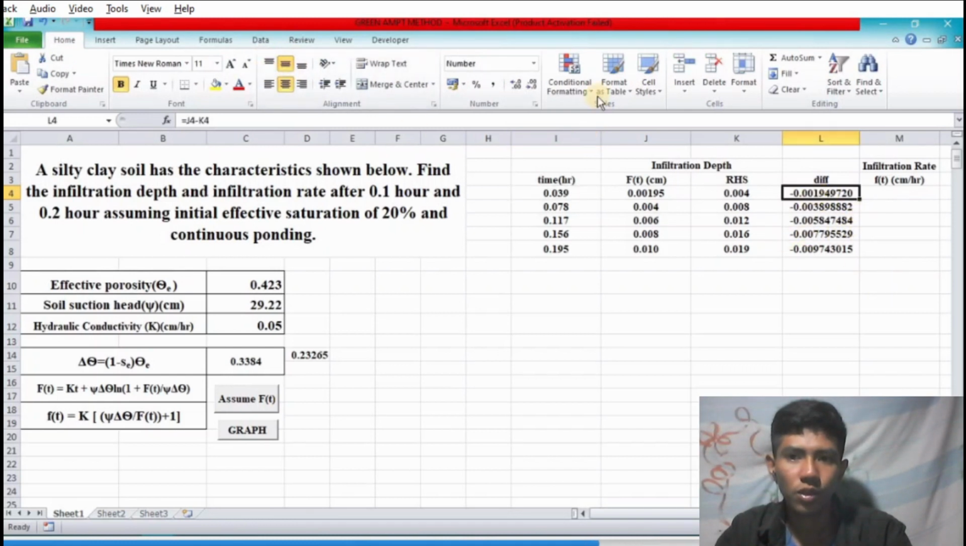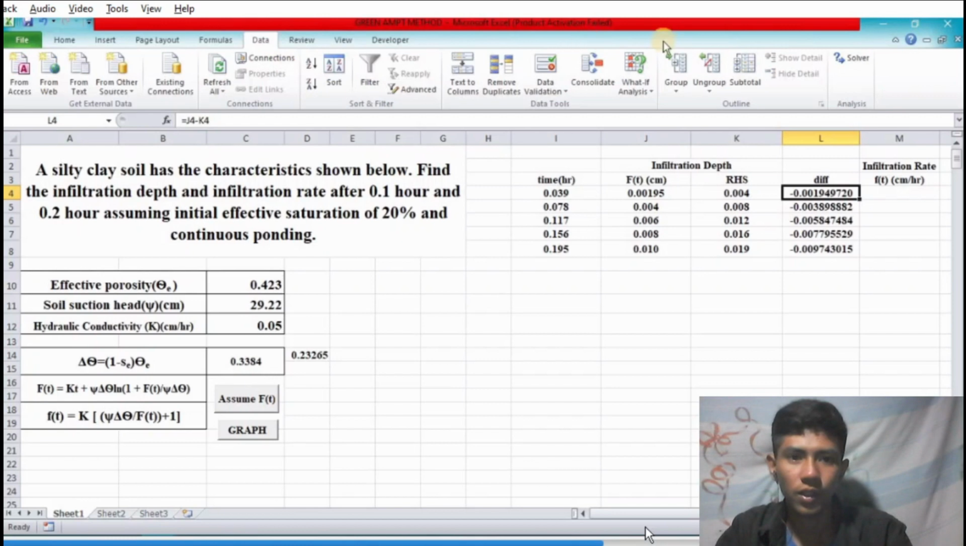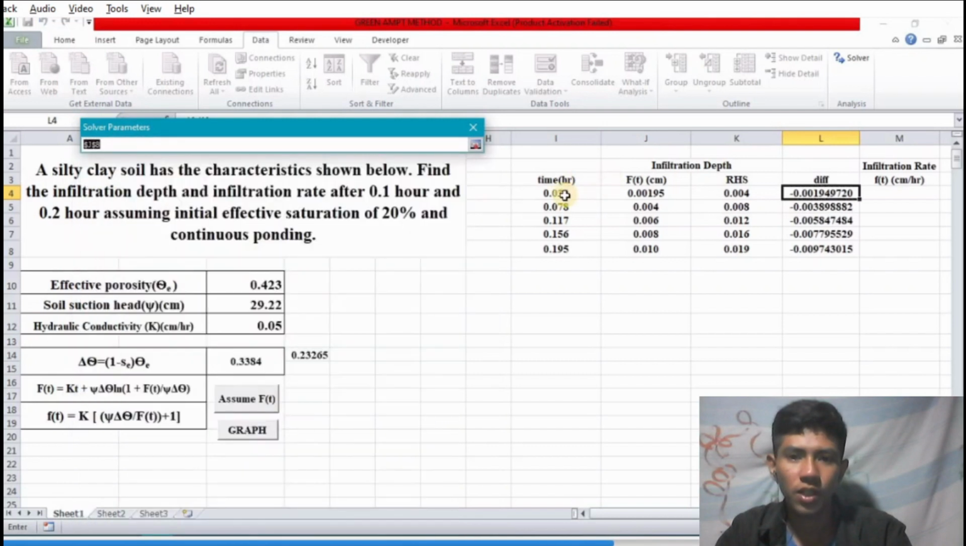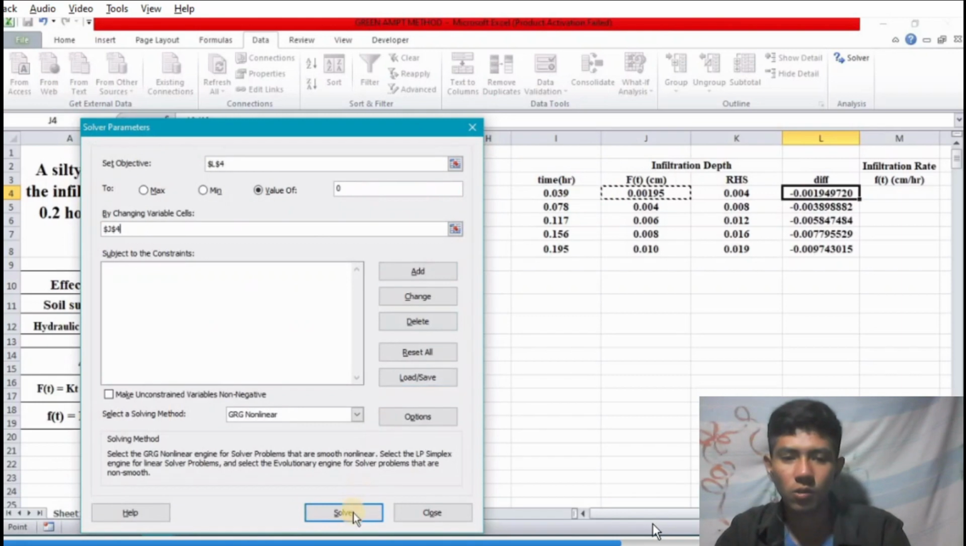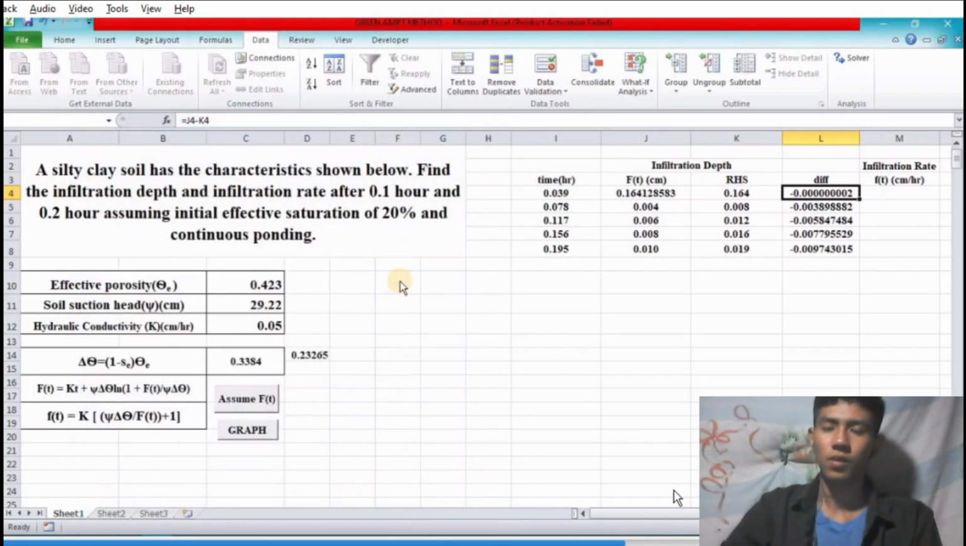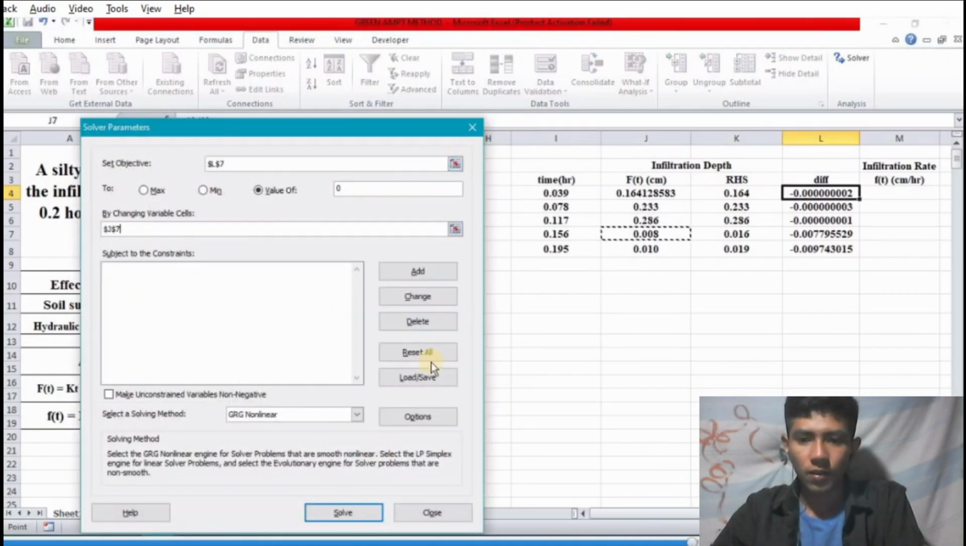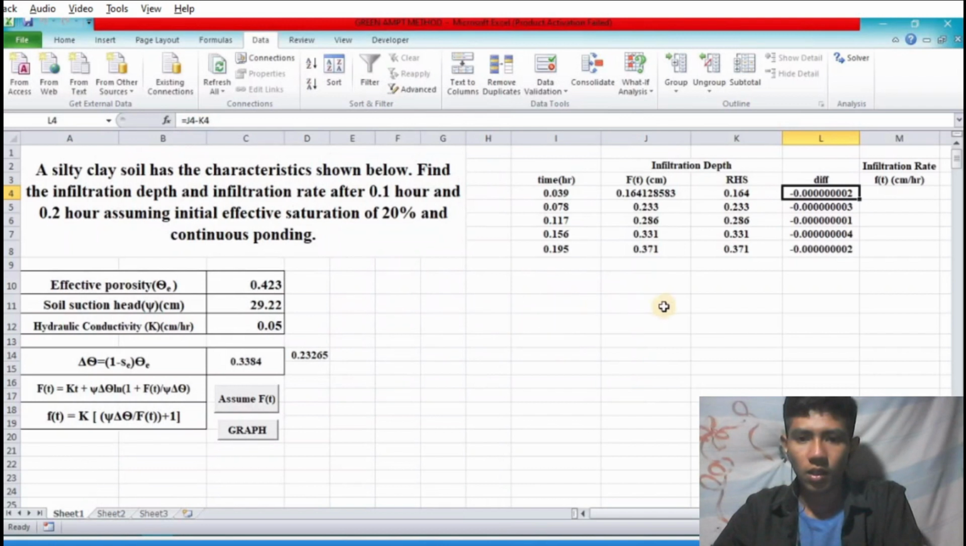Now time to use the Solver again. Set value to 0 by changing the guessed infiltration. Go solve. Okay, return. Now we can get the infiltration rate.